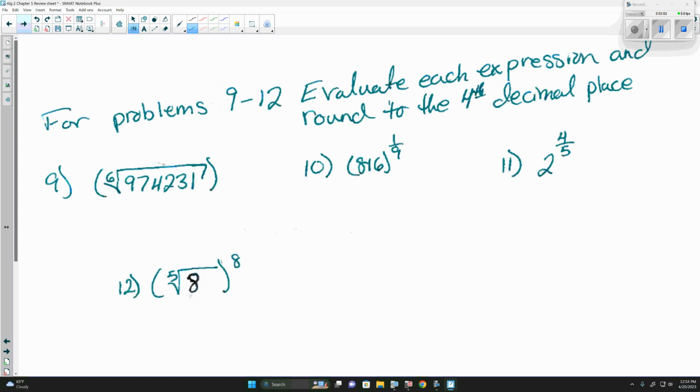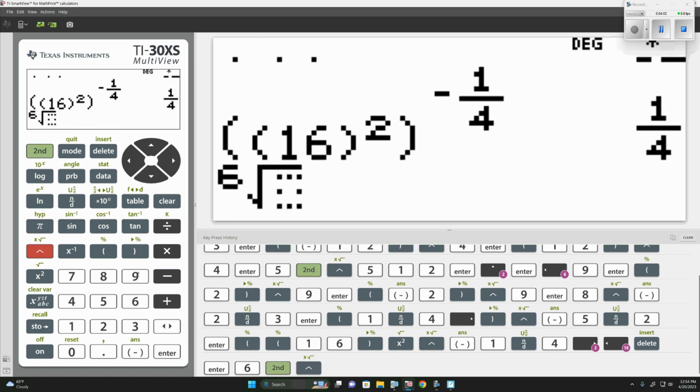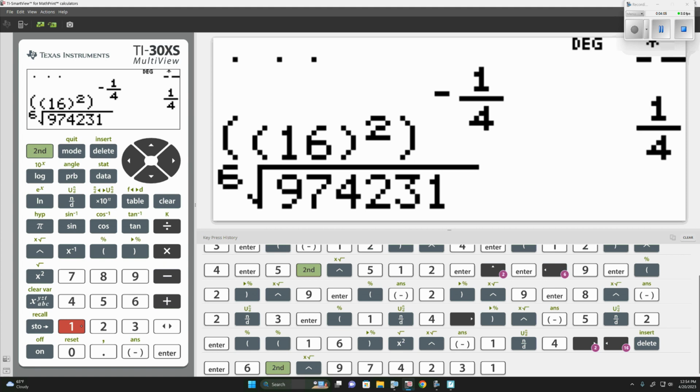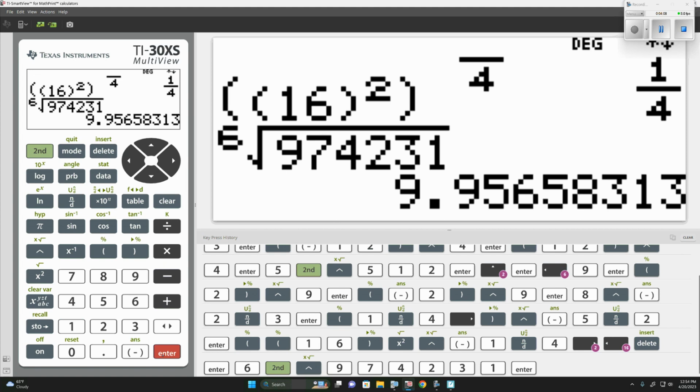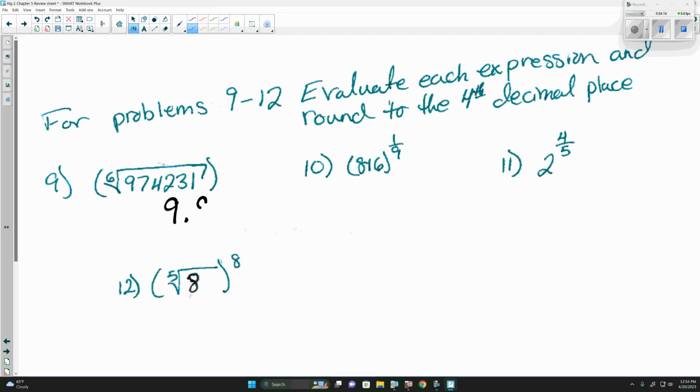So the next 4, evaluate each expression and round to the 4th decimal place. We get 9.95666. So we rounded to the 4th decimal place, so we should have 4 decimal places. And the rest, 10, 11, 12, we just plug them into the calculator exactly as they are and get our answer. So I wouldn't change anything in them.